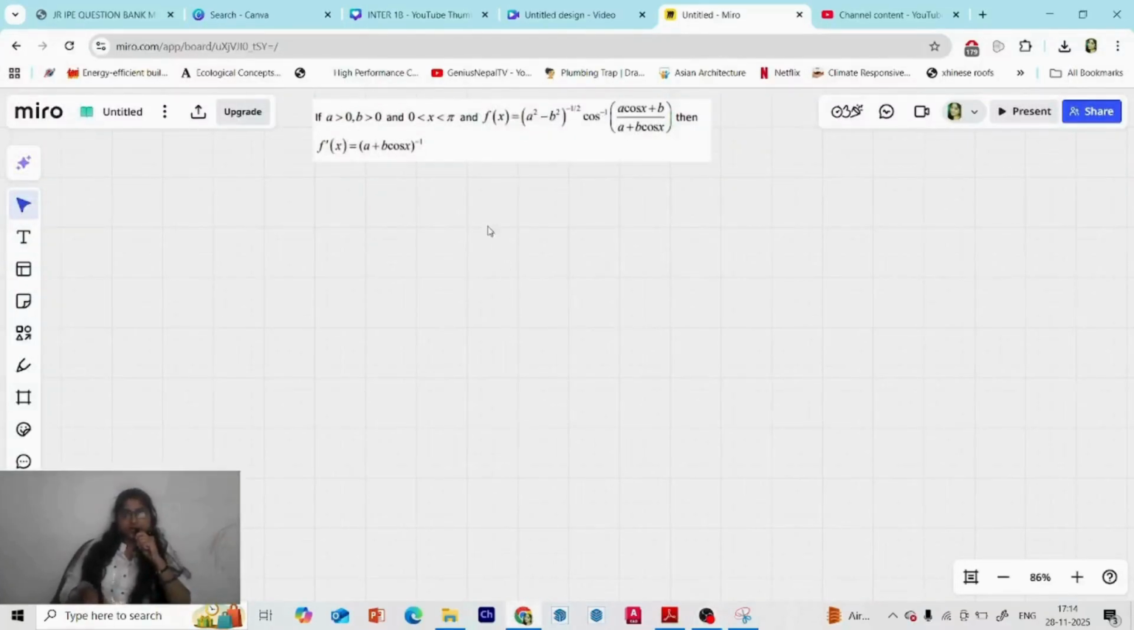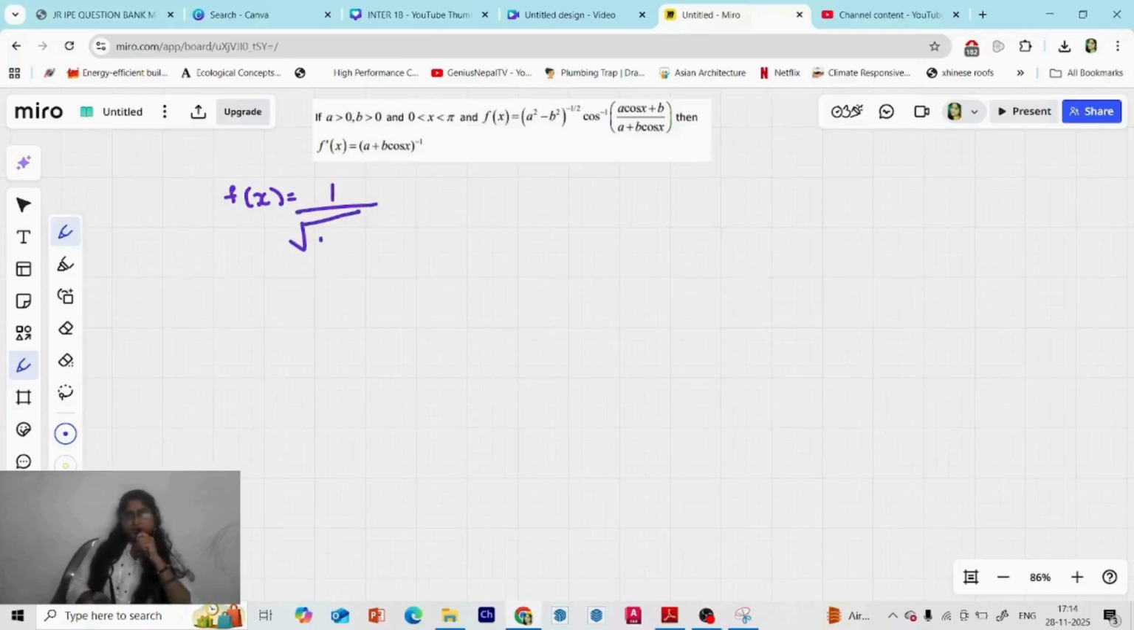Okay, so it is given as f of x is equal to (a square minus b square) whole power minus half, and cos inverse of so and so. Okay, minus half, what does that mean? Basically 1 by root. So they're saying f of x is equal to, it's a constant by the way, 1 by root over a square minus b square. Am I right? A square minus b square power half is root. If it's minus half, it means it's in the denominator, into cos inverse of a cos x plus b by a plus b cos x.